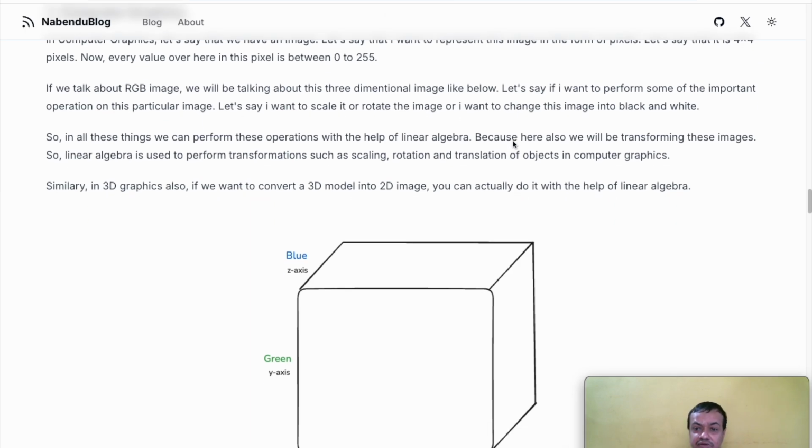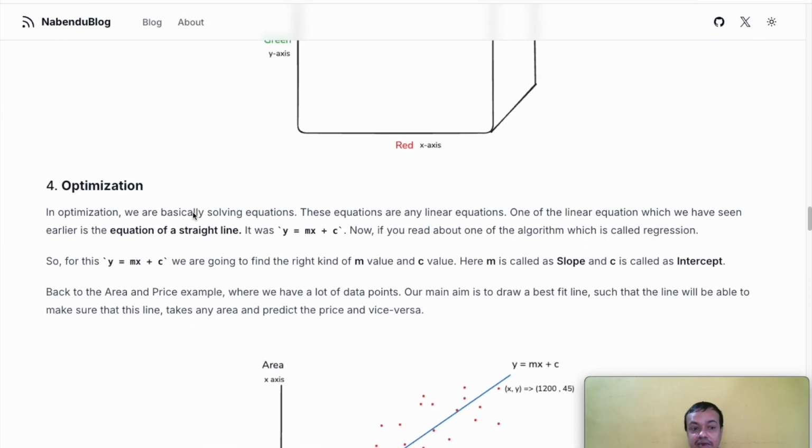Let's say that if you want to perform some important operations on this particular image, let's say you want to scale it or rotate the image, or I want to change the image into black and white. In all these things, we can perform these operations with the help of linear algebra, because here we will be transforming these images. So linear algebra is used to perform transformations such as scaling, rotation, and all those things. Similarly, in 3D graphics also, we want to convert a 3D model into a 2D model. You actually do this with the help of linear algebra. Then optimization is there. In optimization, we are basically solving equations.